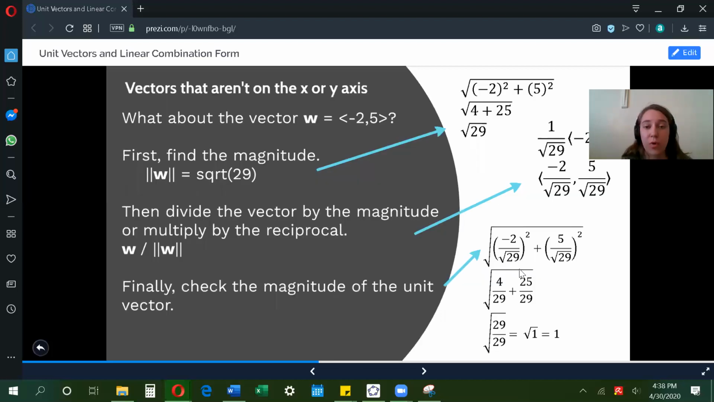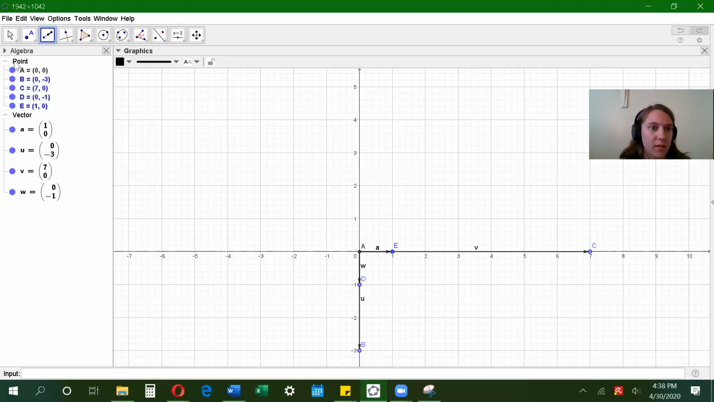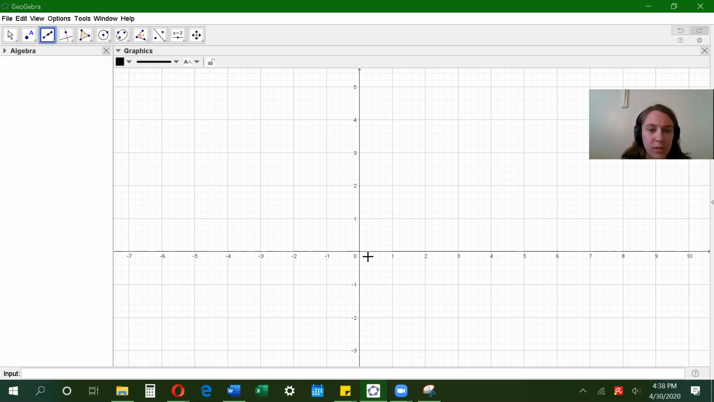So let's try this for another vector. We're going to try it for the vector w, which is -2, 5. So let's come back here and get rid of all of that. So I'm going to start here. So -2, 5.